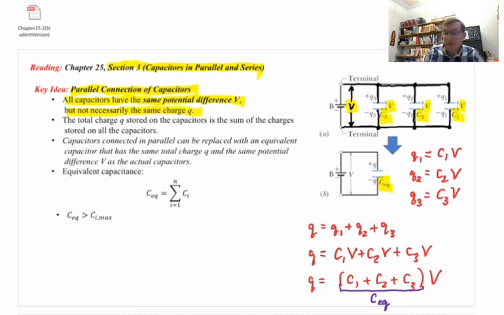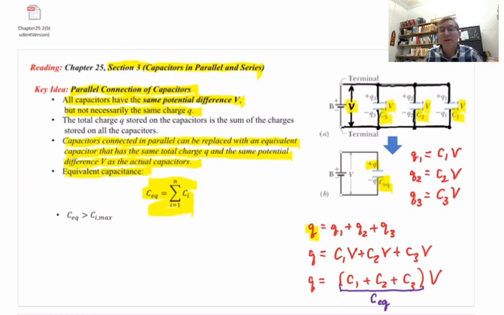And so we can reduce the three in parallel to the one equivalent one, with a total charge Q that's the sum of the charges on the individual capacitors, and a potential difference V. So capacitors connected in parallel can be replaced with an equivalent capacitor that has the same total charge Q and the same potential difference V as the original capacitors. And the way you calculate that equivalent capacitance is right here.